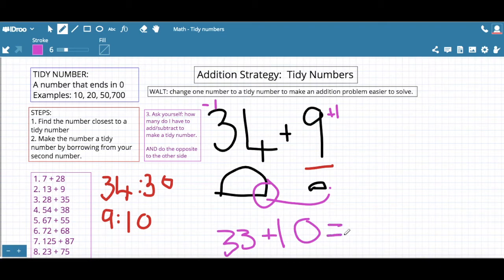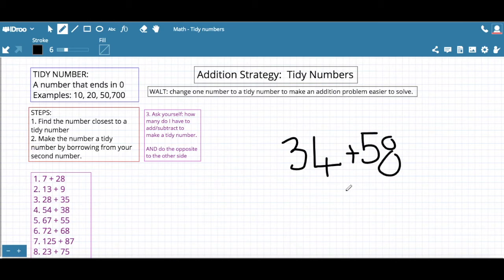What is 33 plus 10? That's super easy because we just have to add our 10s. So our 30 and our 10, 30 plus 10 gives us 40. And then we have to add our 1s, which is 3. That gives us 43.